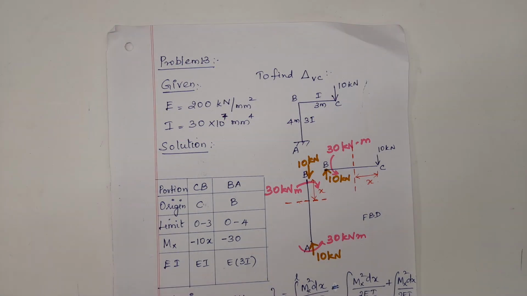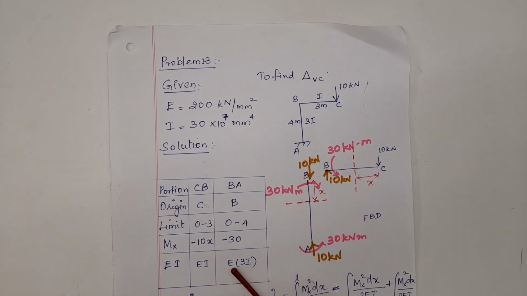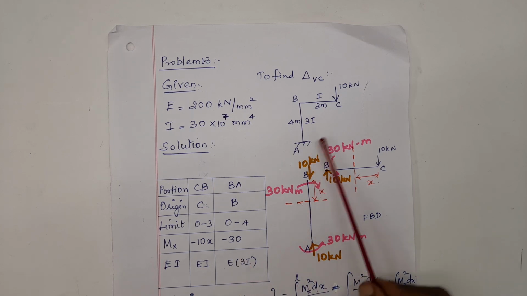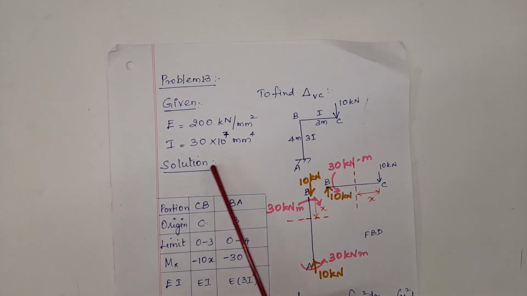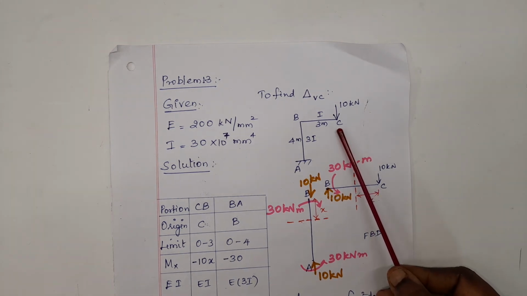Let us see a cantilever frame. One end fixed, the other end is free. A load of 10 kilonewton is acting at the free end. Variation of I is shown. The lengths are given. Given values are E and I. We need to find the value of delta VC, or the vertical deflection at the free end.